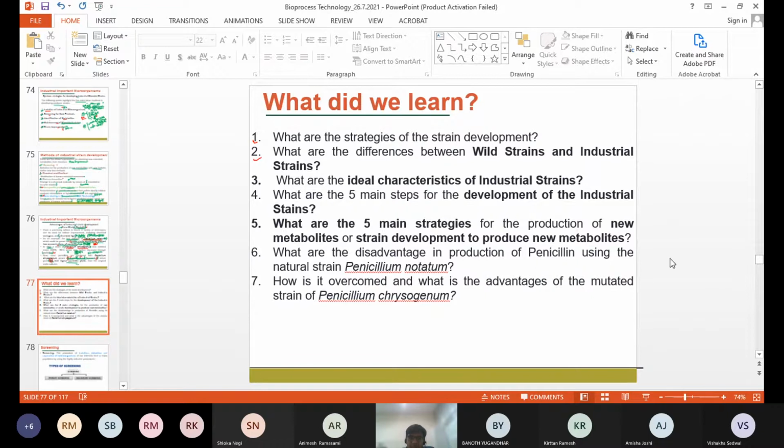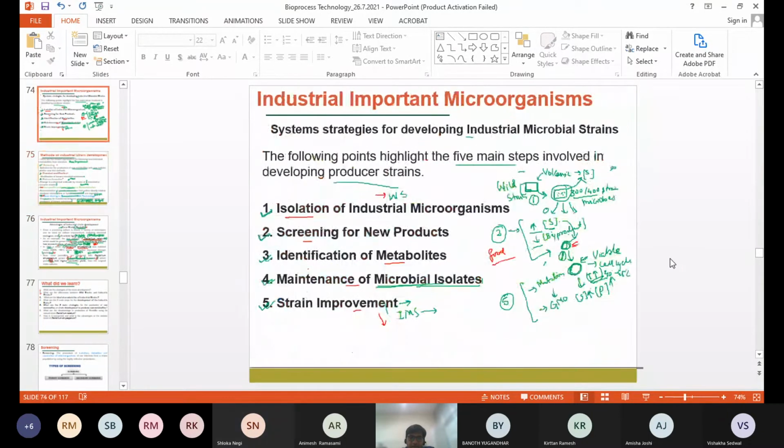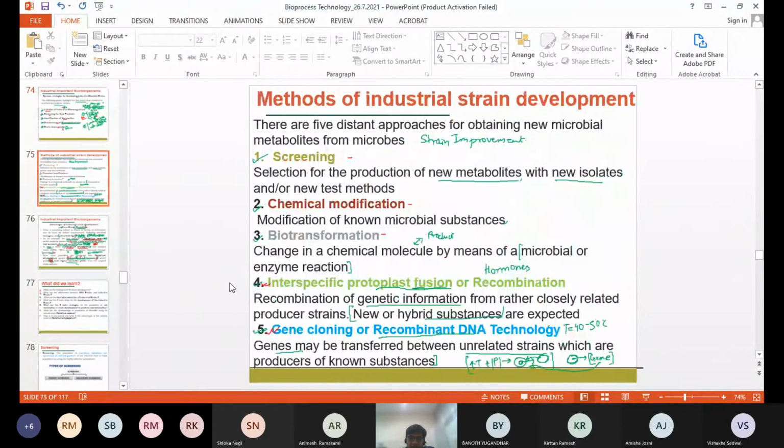We have just seen, right? These are the 5 steps: isolation, screening, identification, maintenance, and strain improvement.